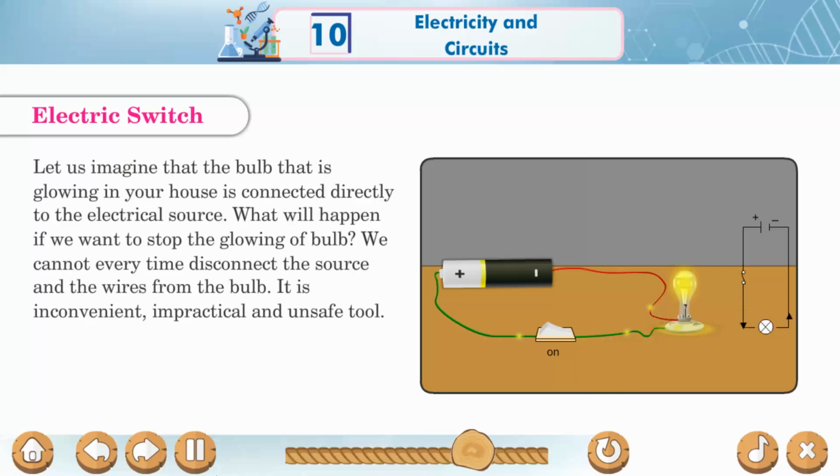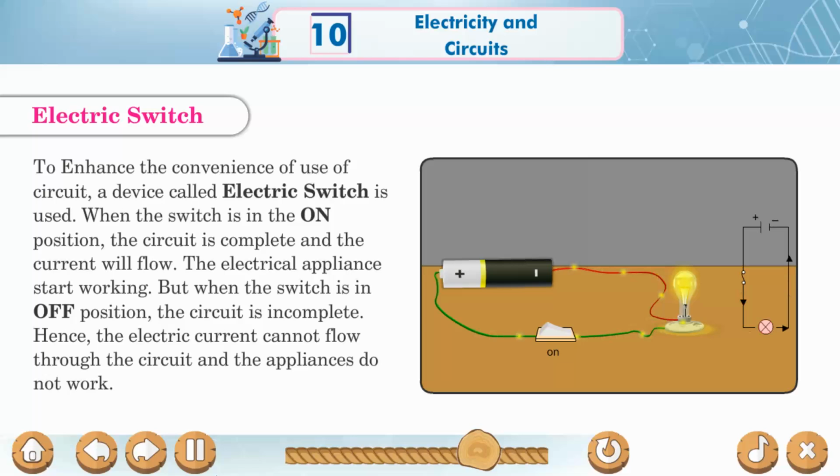What will happen if we want to stop the glowing of the bulb? We cannot every time disconnect the source and the wires from the bulb. It is an inconvenient, impractical and unsafe tool. To enhance the convenience of use of a circuit, a device called an electric switch is used.